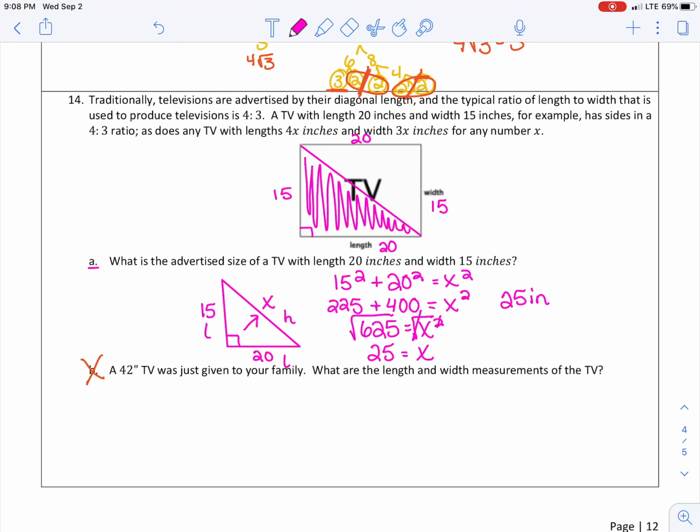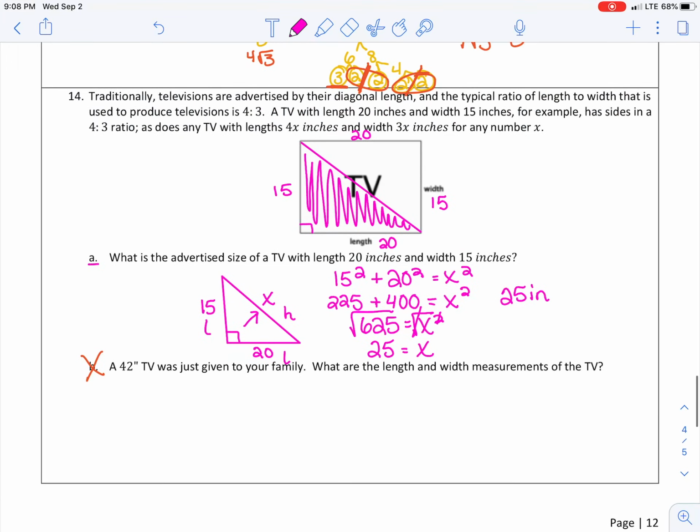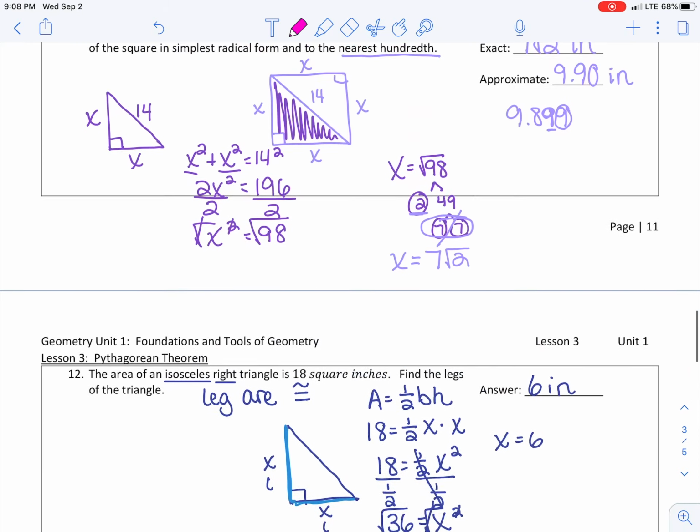Okay, like I said, we're not going to do B, so that concludes the Pythagorean theorem notes. So that was page 12, and that is all for the Pythagorean theorem.